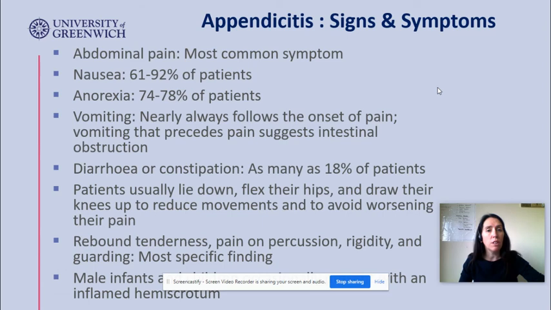Quite a lot of the patients are going to get the onset of pain and then vomit. Some people are getting diarrhea and constipation with it, but not loads.